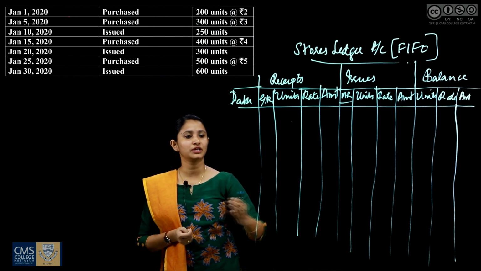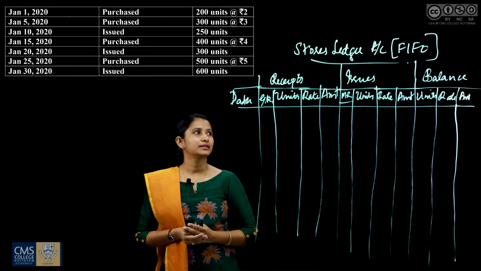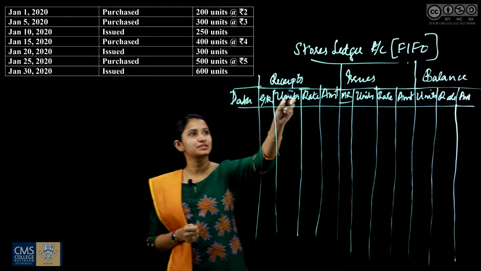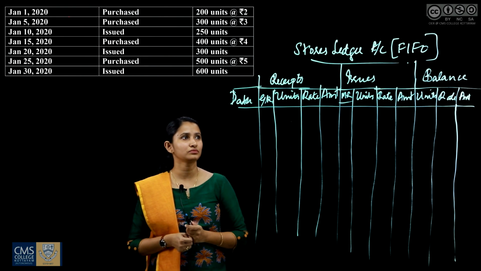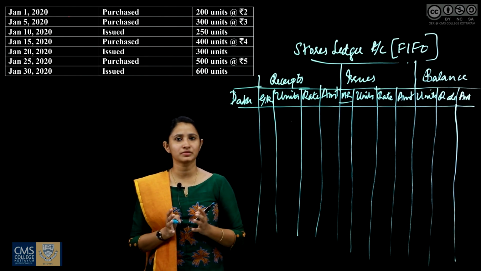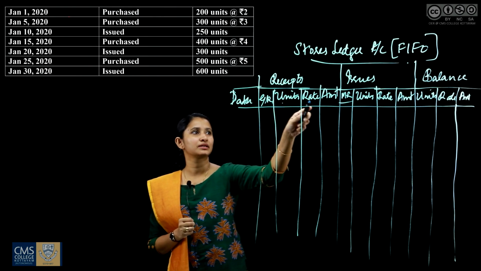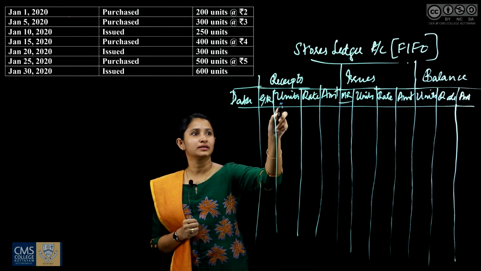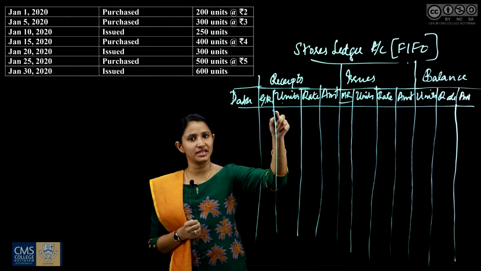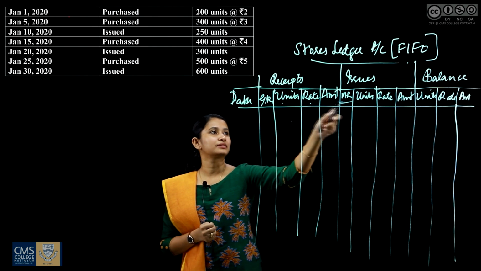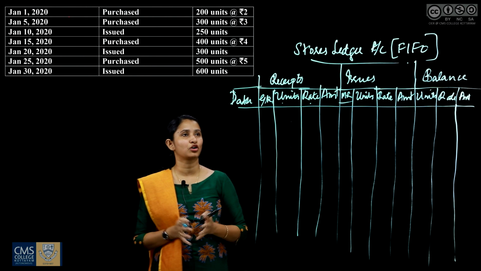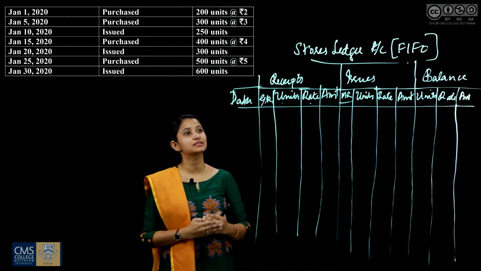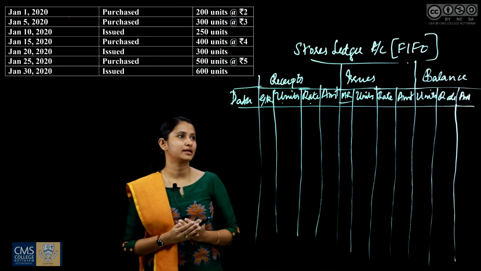In the first column we show the date. Then we have three main columns. One is the receipts column, the other one is the issues column, and then the balance column. And in all the columns, what is common is units, rate and amount: the number of units which are received or issued and the balance, then the rate and the amount. This is common in all the three major columns, that is in receipts, issues and balance. We have a units, rate and amount column.